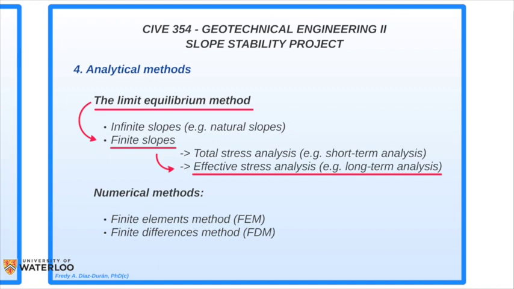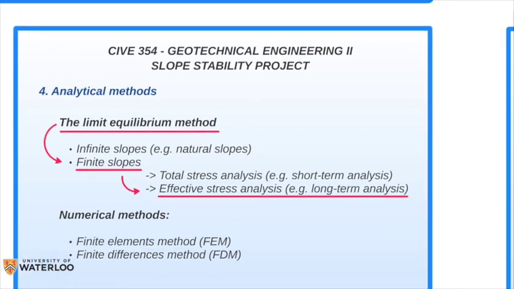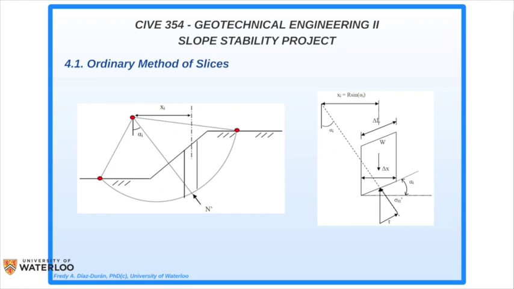So there are infinite slopes, like natural slopes, or finite slopes. And for finite slopes, we could do analysis in total stresses and analysis in effective stresses. Okay. For the project, keep in mind that we are using the limit equilibrium method, we are using a finite slope, and we are using effective stress analysis. Okay? So, in order to do the slope stability analysis, we are going to use this ordinary method of slices.